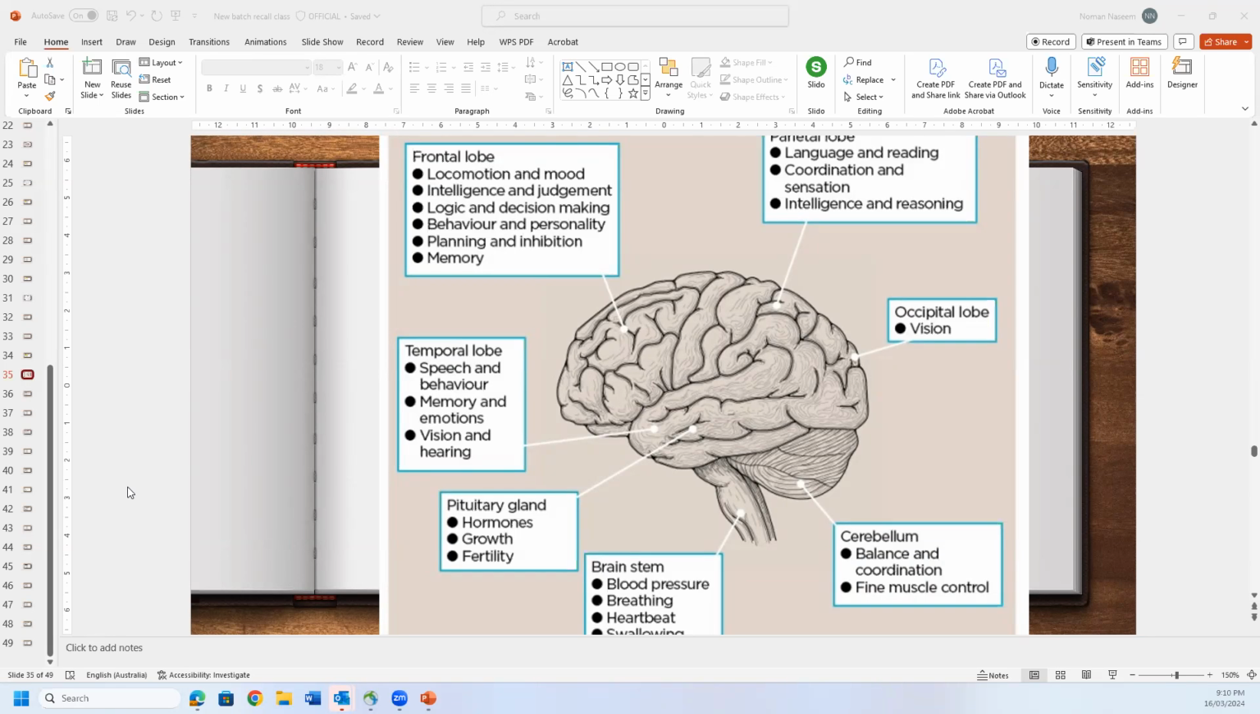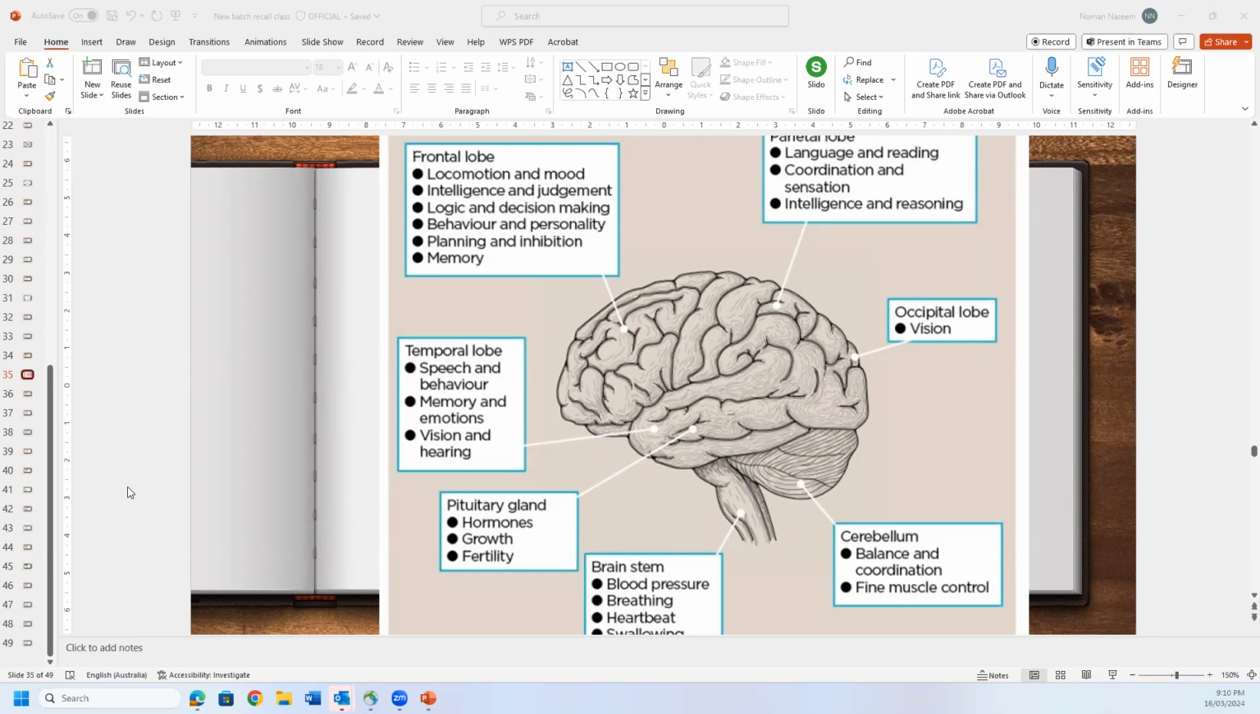Parietal lobe: language and reading, coordination, sensation, cognition, and reasoning. These are the things controlled by the parietal lobe. In the temporal lobe, most of the sensations are present, like vision and hearing, along with speech, behavior, memory and emotions. Occipital lobe, we all know, is associated with vision. Cerebellum is associated with balance, coordination and fine muscle movement, whereas gross muscle movement is by the frontal lobe.